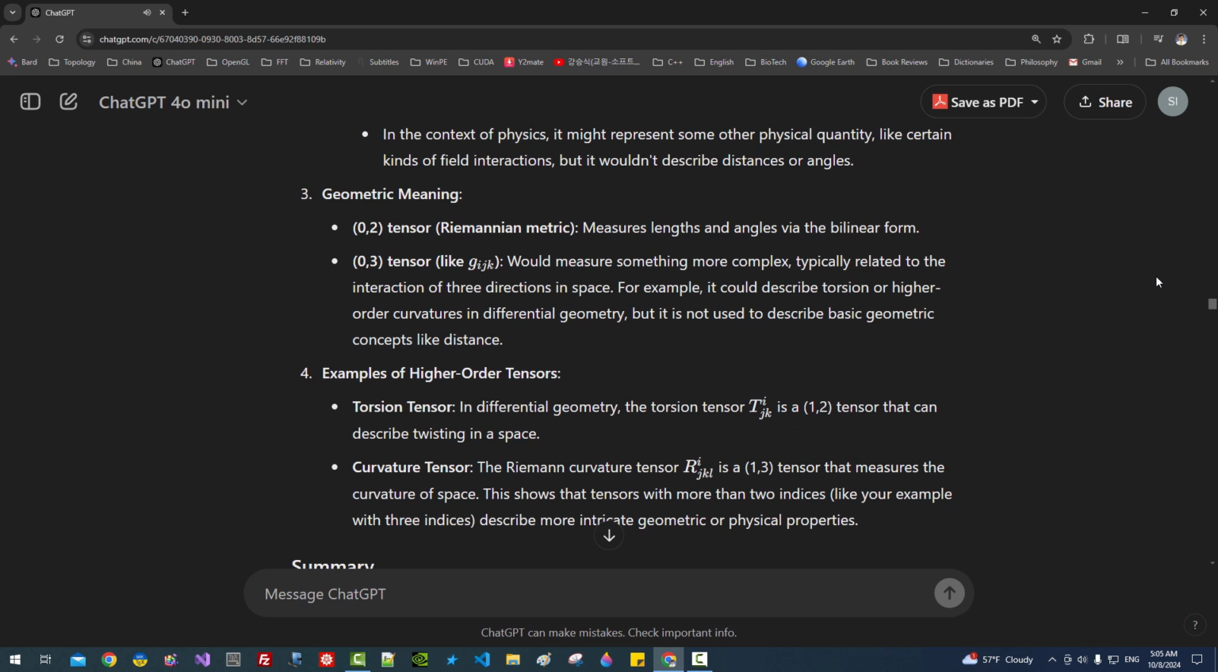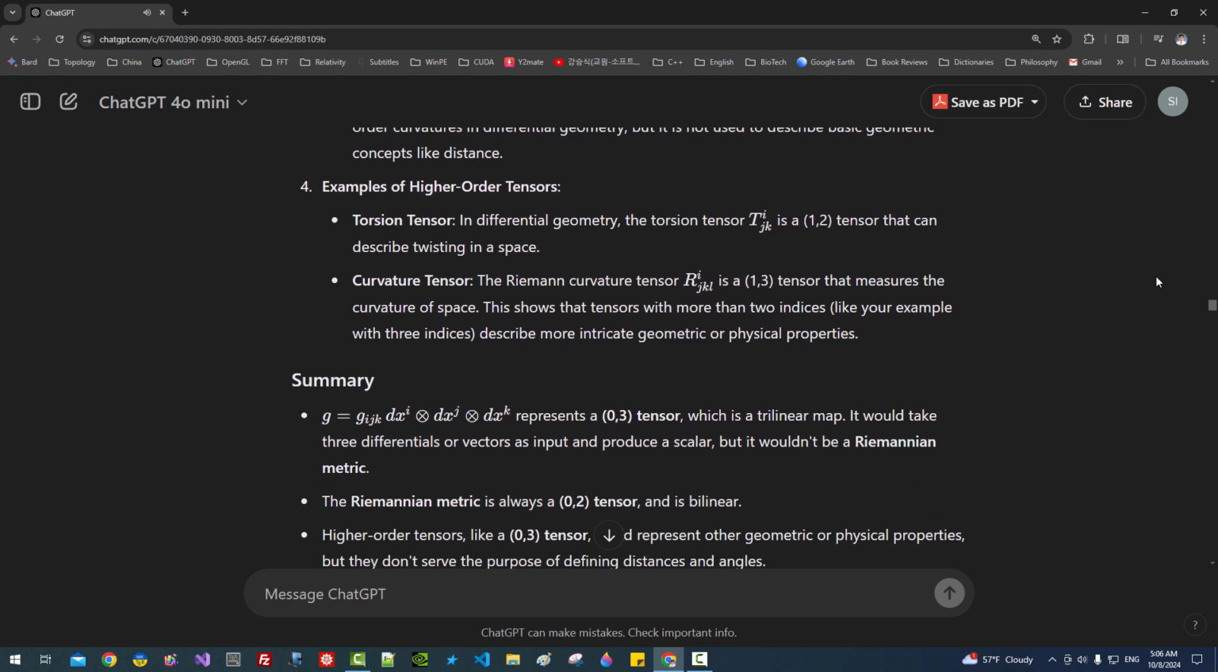3. Geometric meaning. A 0-2 tensor, the Riemannian metric, measures lengths and angles via the bilinear form. A 0-3 tensor, like g_ijk, would measure something more complex, typically related to the interaction of three directions in space. For example, it could describe torsion or higher-order curvatures in differential geometry, but it is not used to describe basic geometric concepts like distance.